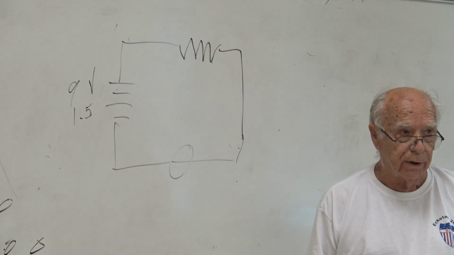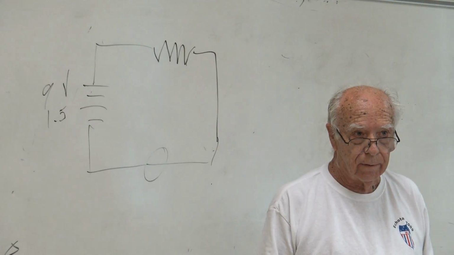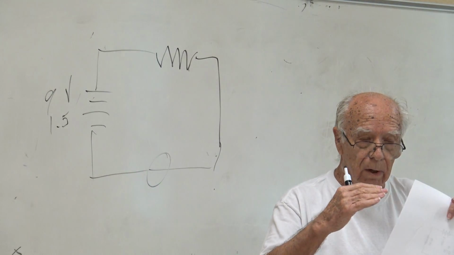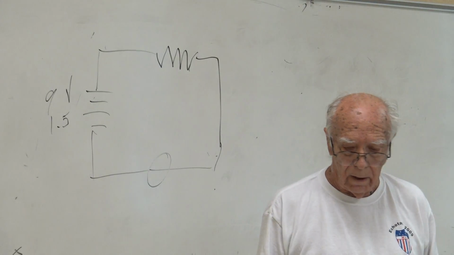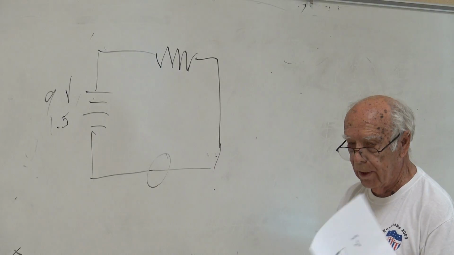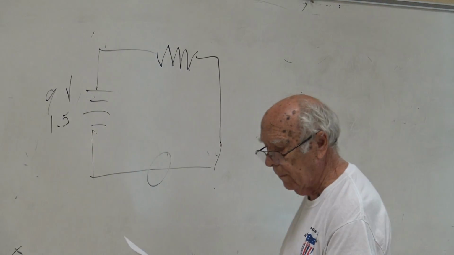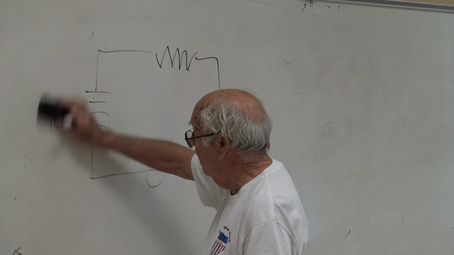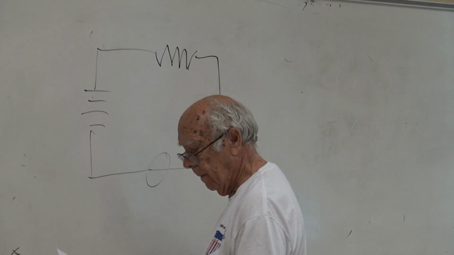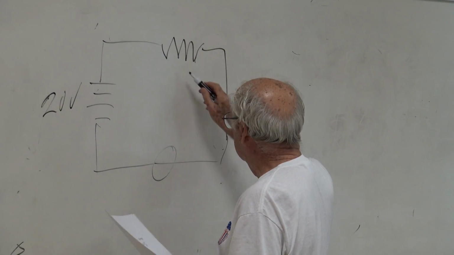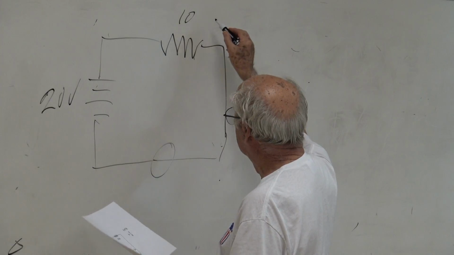We conduct electricity with what? Wires, copper, various kinds of wires. Some that are better than others, and so on. So, anyway, here's your equation. So they've got down here 20 volts, and the resistance is 10.